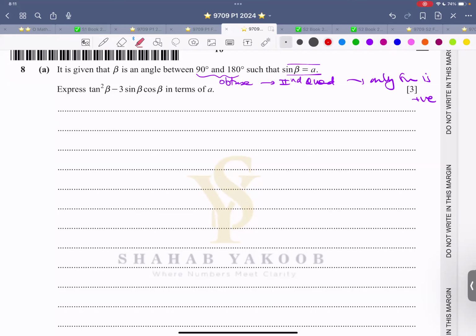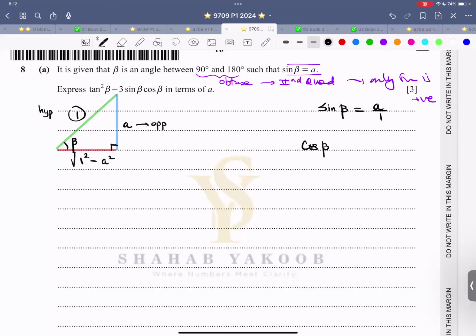So let me draw a small triangle over here. Just a basic thing, because I love using triangles like this. And this is beta. This is a. A means a over 1. Sine of beta is a. So a is opposite, and this 1 is hypotenuse. Of course, we draw a right angle triangle, and the base is square root of 1 minus a square.